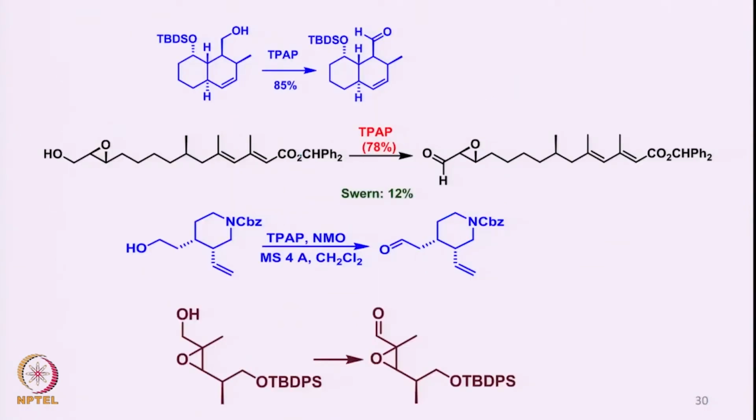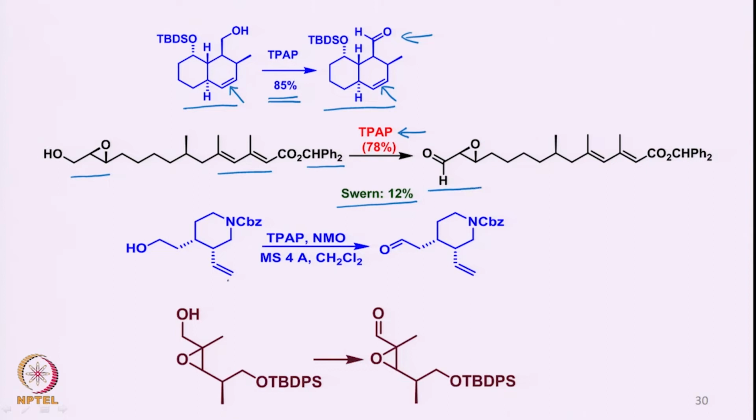So, examples are here. This kind of alcohol having a double bond is converted to the corresponding aldehyde with 85% yield. This kind of substrate having an epoxy alcohol and 2 double bonds, and of course the phenyl rings here which can be oxidized, when reacted with a Swern oxidizing agent, gave only 12% of the oxidized product. On the other hand, with TPAP 78% of the corresponding aldehyde was formed.